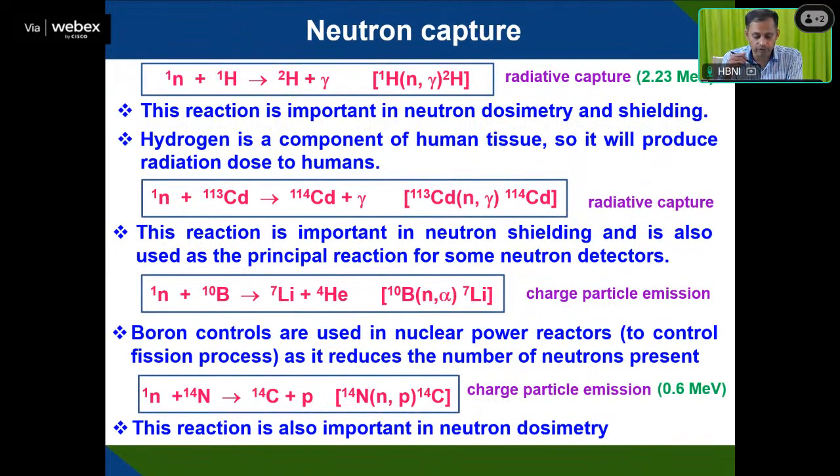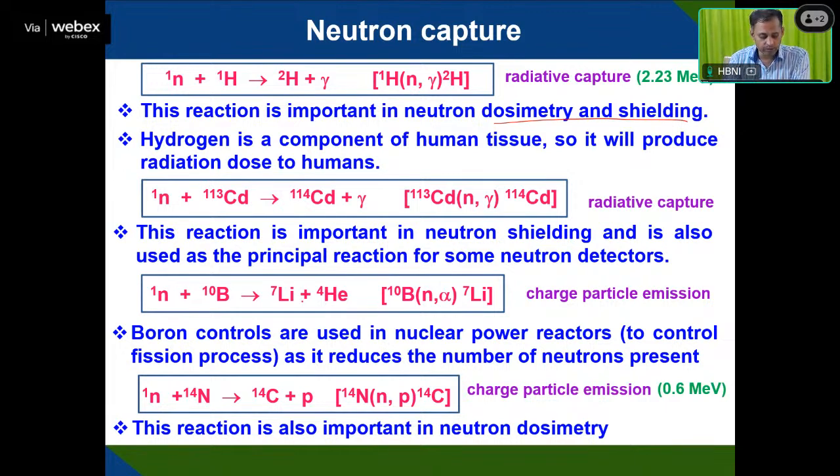These are some of the neutron capture examples. In radiative capture, hydrogen can capture one neutron to become deuterium, and a gamma ray is produced. That is mainly used in dosimetry or shielding, and hydrogen is a major component of tissue, so it will produce a radiation dose to humans also. It gives this because of the n-gamma reaction. There is also cadmium, which undergoes radiative capture and is used in neutron shielding because of this capturing capability.